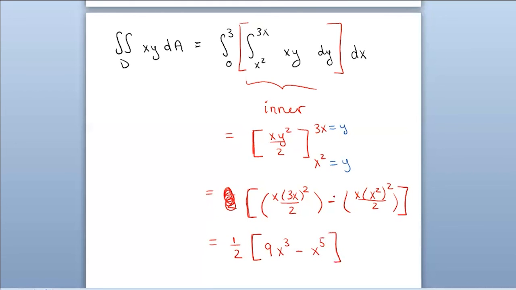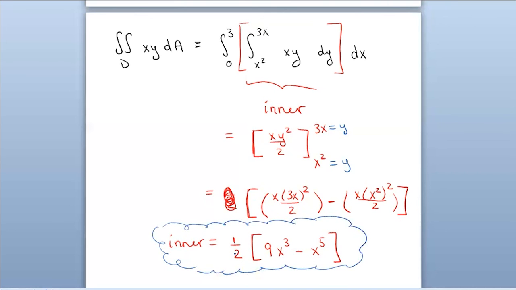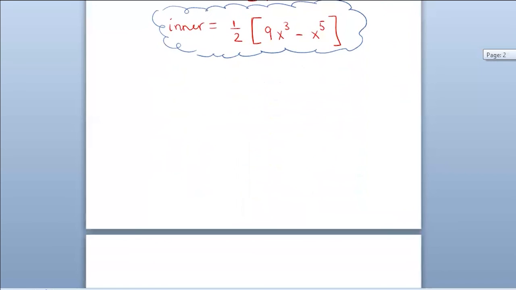Okay, looks pretty good. And now remember, this was just my inner integral. I'm going to put a little bubble around this. So this is only this inside part that I have in the brackets. And so everything I have in my blue bubble is going to go right here. So I still have my 0 to 3. Now I need my inner integral that I already evaluated. That was 1/2 9x cubed minus x to the 5th dx.